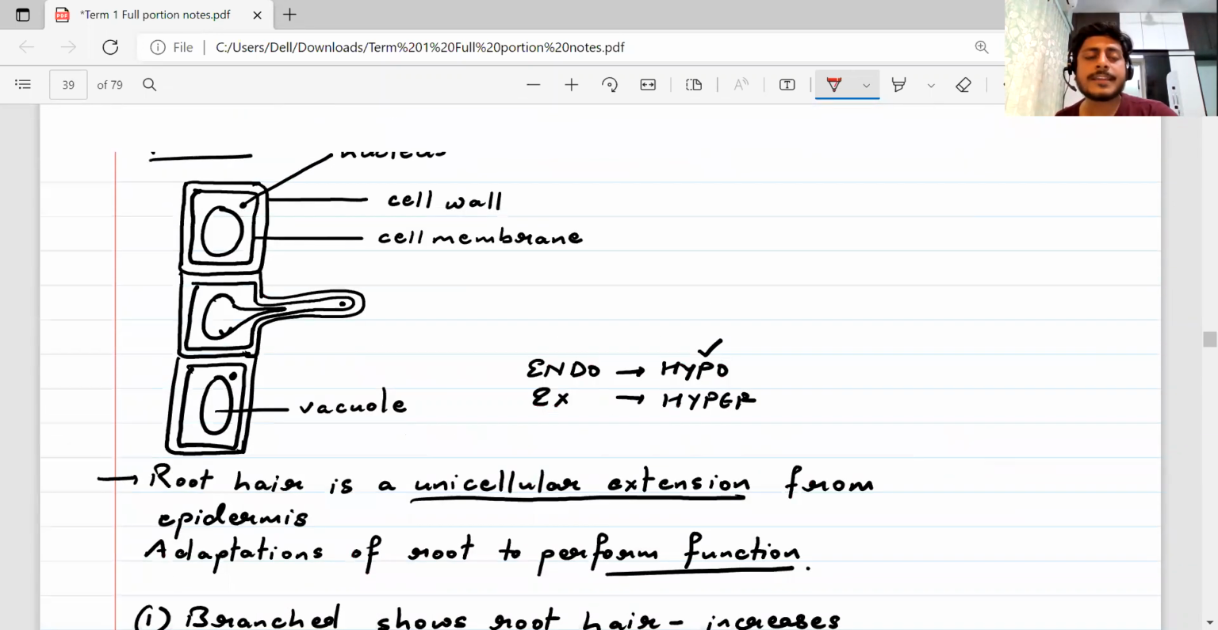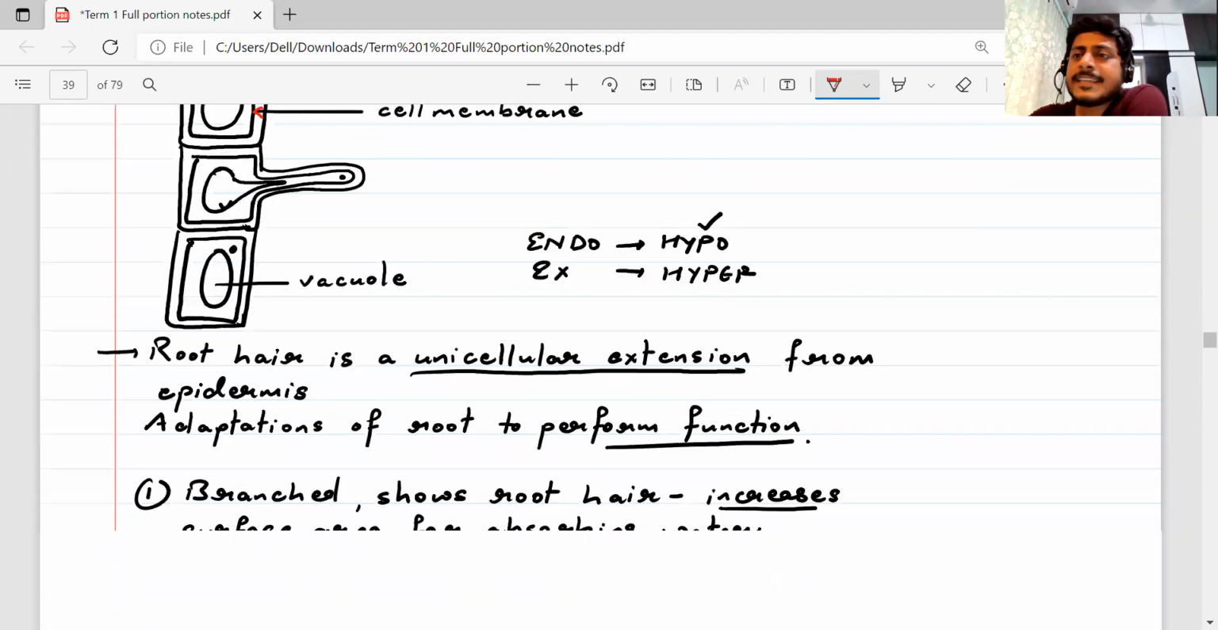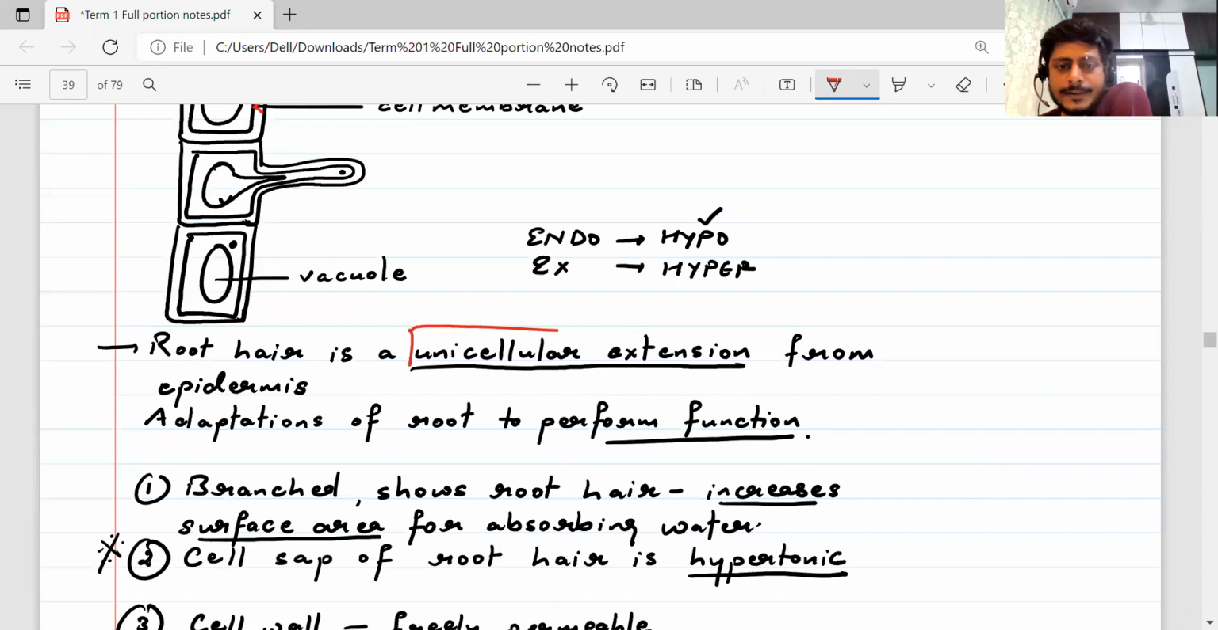Then your diagram of root hair. This one is a turgid root hair, the one which is filled with water. You can see this is the cell wall here. This is the cell membrane. This is the nucleus. That's a fill in the blank question. Unicellular extension: root hair.